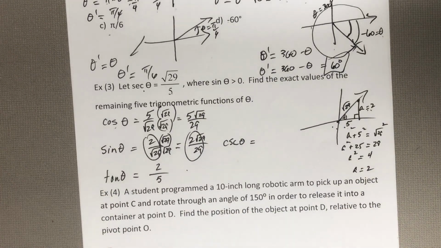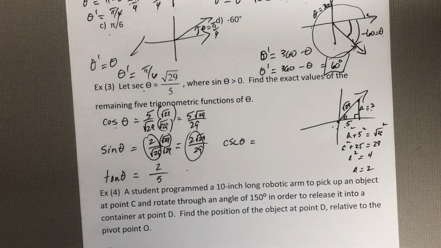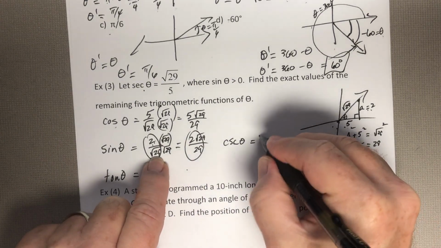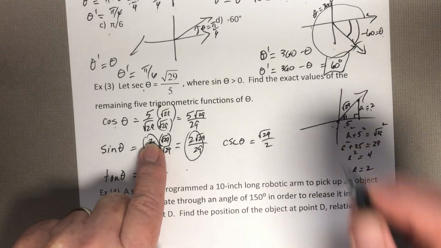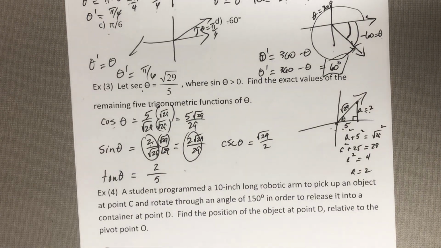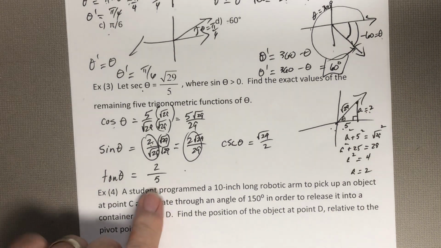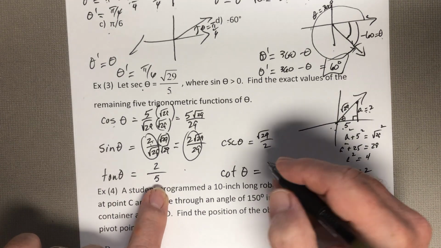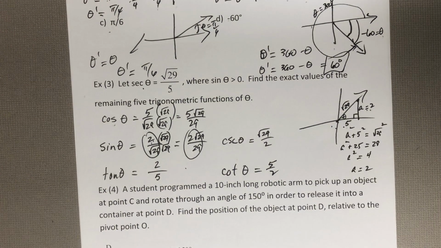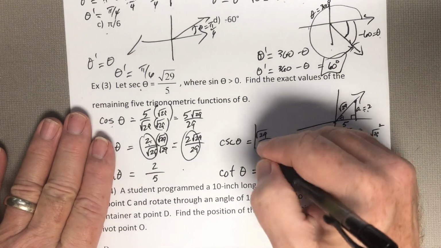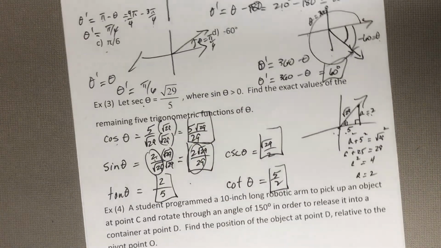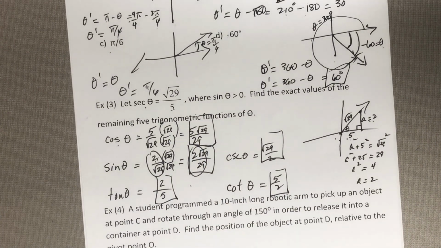It really doesn't matter. However, I don't want a radical in the denominator, which means if I'm going to reciprocate it, I don't want one with the radical in the numerator, so I'm going to use this one right here and reciprocate it. When I do, the square root of 29 goes to the numerator, and positive 2 goes to the denominator. Now I'm going to reciprocate the tangent. The reciprocal of the tangent is the cotangent, and when I reciprocate 2/5, that's going to be equal to 5/2. And there are all the values that you were looking for, the other 5 trigonometric functions of theta.